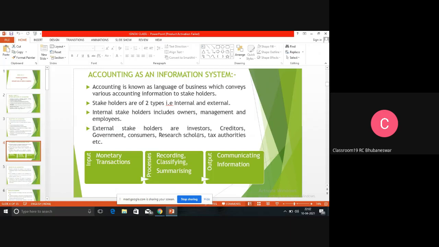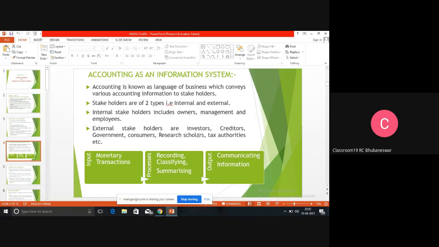As we know, business is an artificial person. Business cannot speak by itself. So business speaks through the books of accounts, and the art of recording the books of accounts is known as accounting. So business information is communicated to various stakeholders.